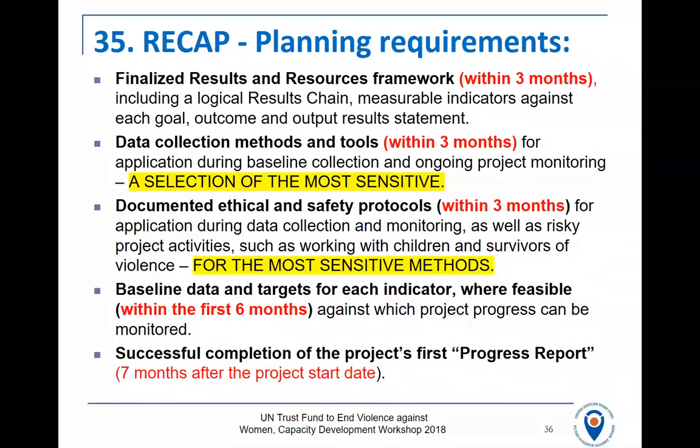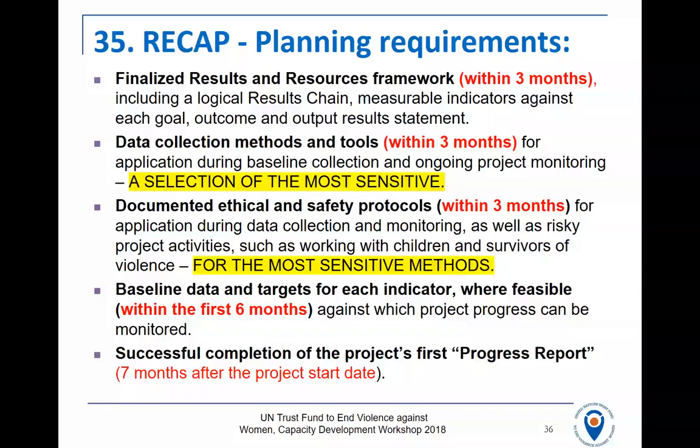So you've validated your results with your portfolio managers within 3 months. You'll be devising your indicators and data collection tools and sending us the most sensitive ones and protocols. Within 3 months means for most of you the end of November. If you have any problems with that deadline, speak to your portfolio manager. We know that some methods can take longer to devise.